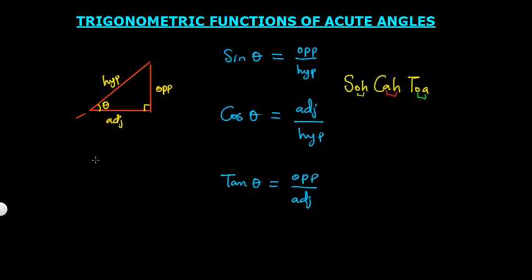There are situations where we are given sine theta. Let's say sine theta is given for a particular value, and they may ask us to find cos theta. So using the knowledge of sine theta to find cos theta, that is a problem involving trigonometric functions of acute angles. So let's take some WAEC examples.